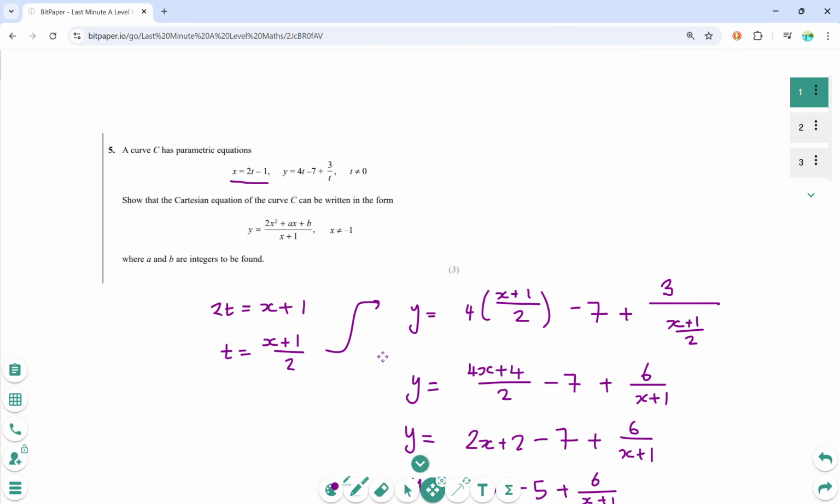So that's it. Okay, so the method for that is always the same. If it's in terms of algebra, you just need to get t by itself and then sub it into the other.